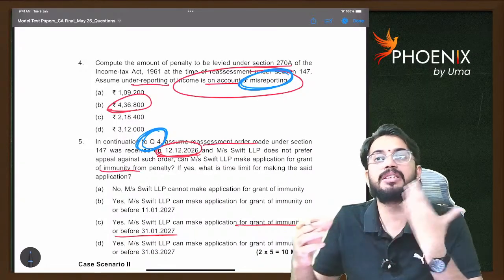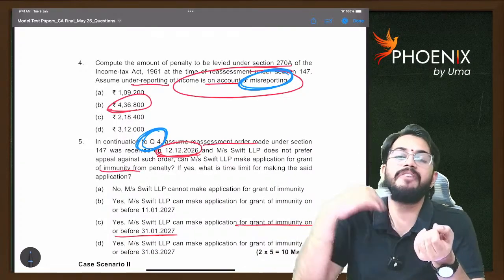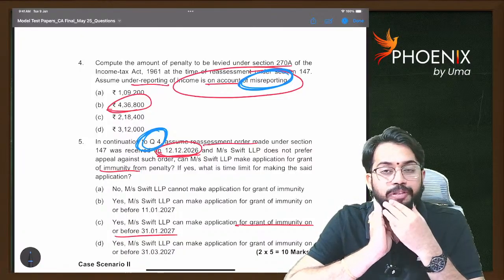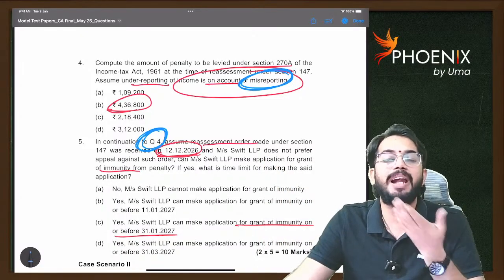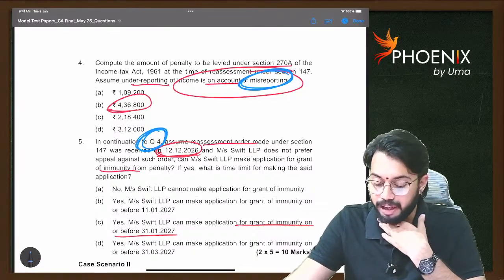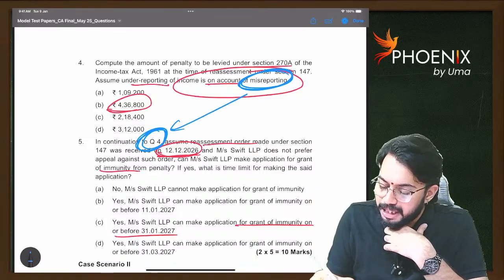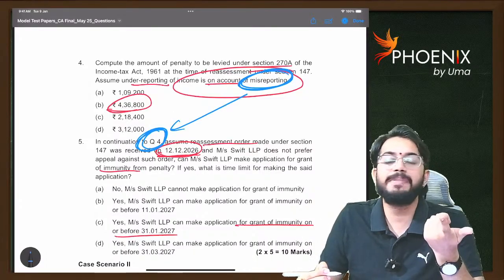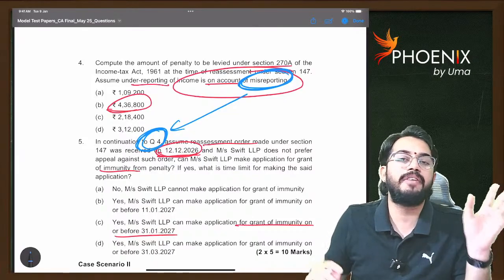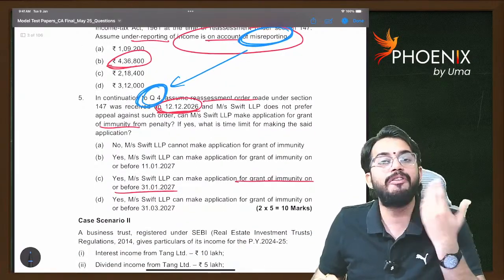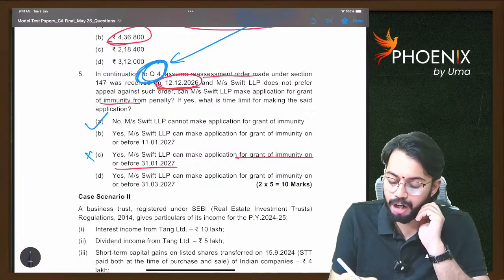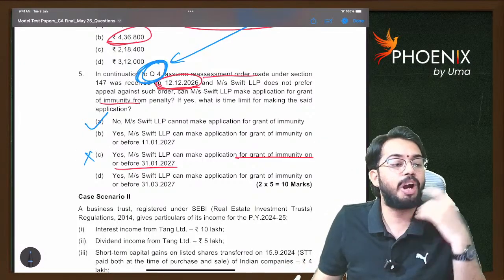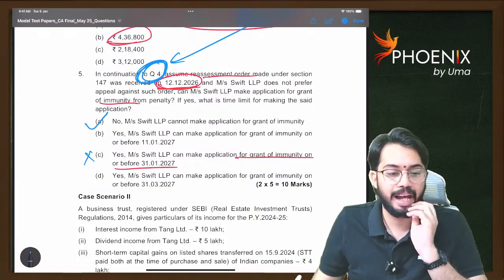We can request the income tax commissioner to waive off penalty for underreporting of income, but we cannot request the income tax commissioner to waive off penalty for misreporting of income, as it is relating to misreporting of income. In case of misreporting of income, we cannot request the income tax commissioner to waive off penalty. So answer is A, answer is not C. Swift LLP cannot make application for waiver of penalty.